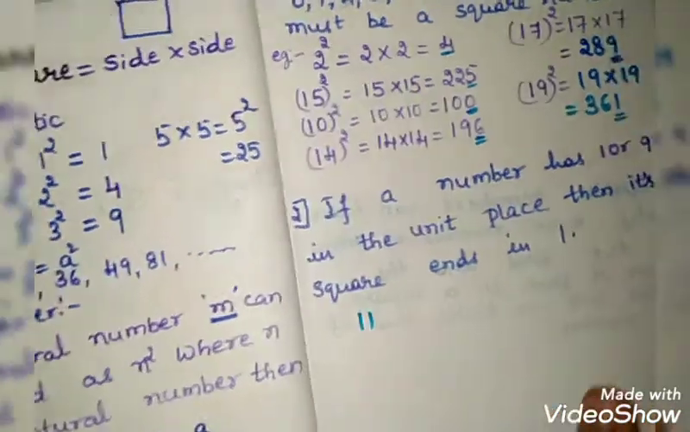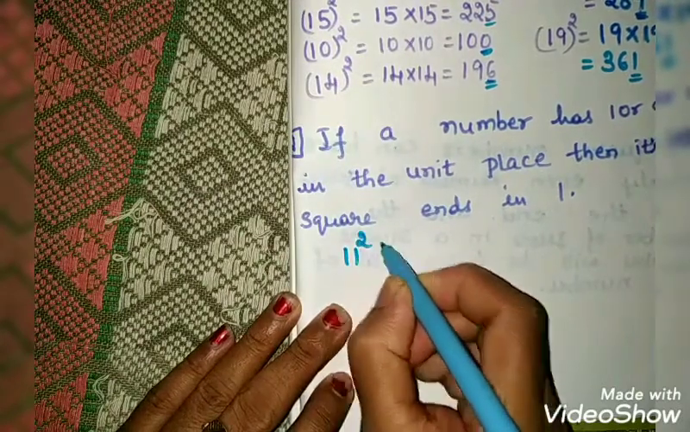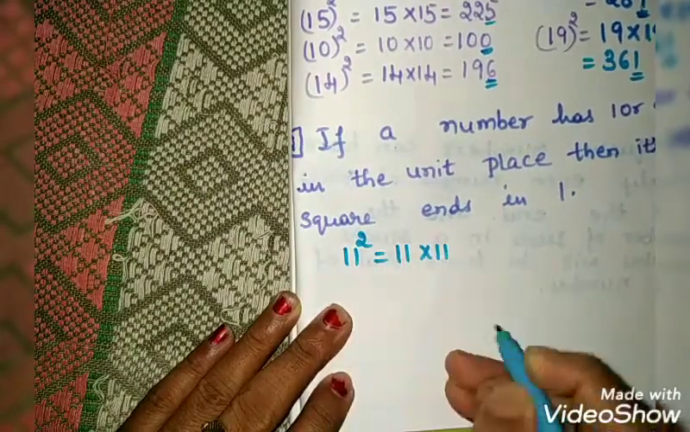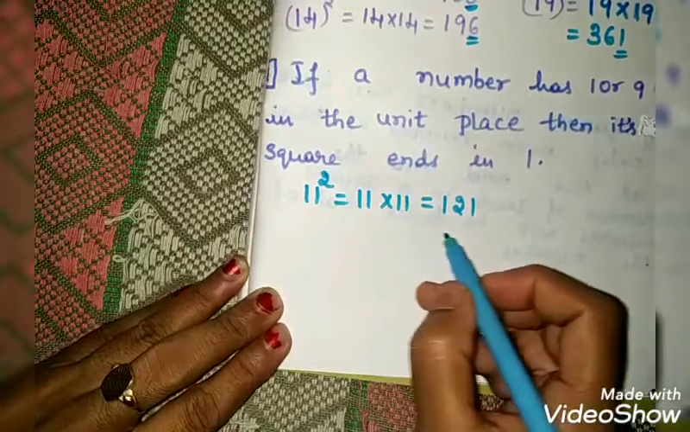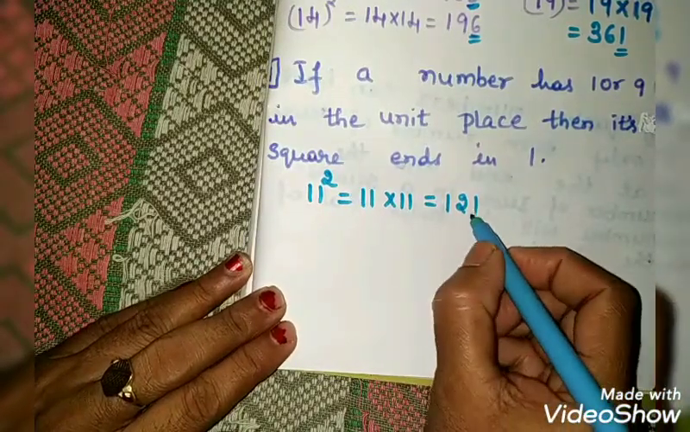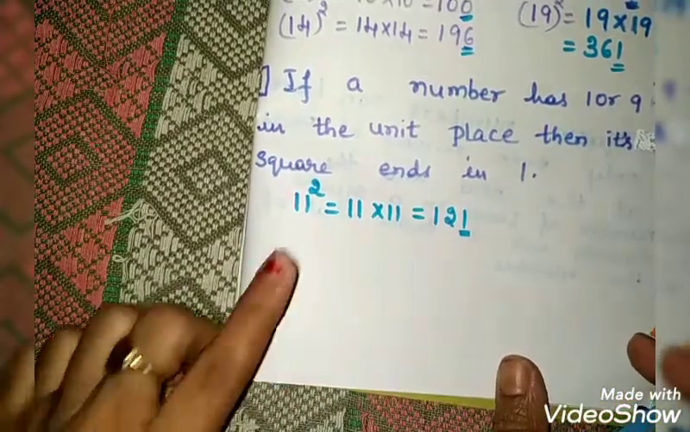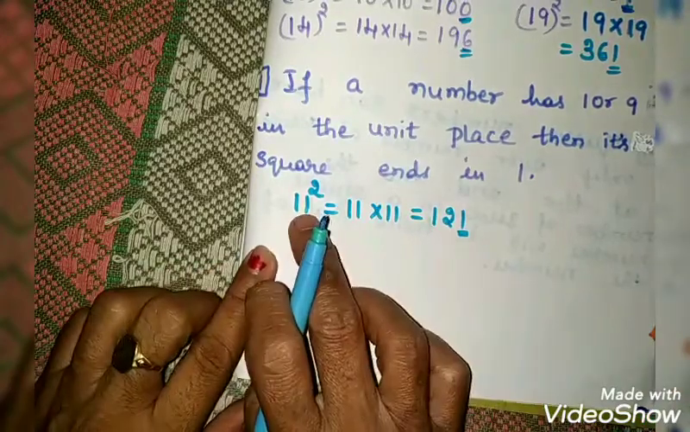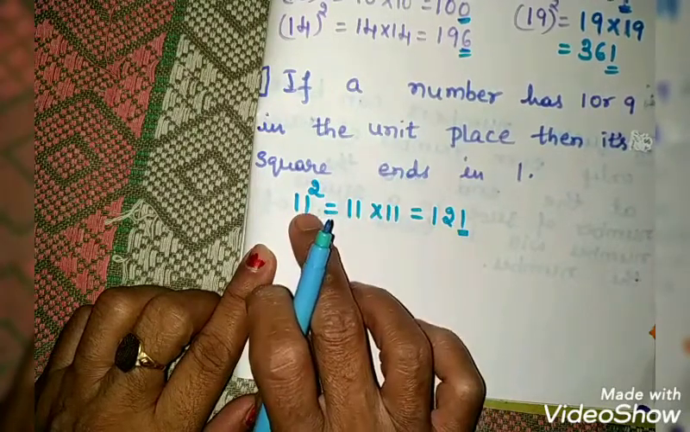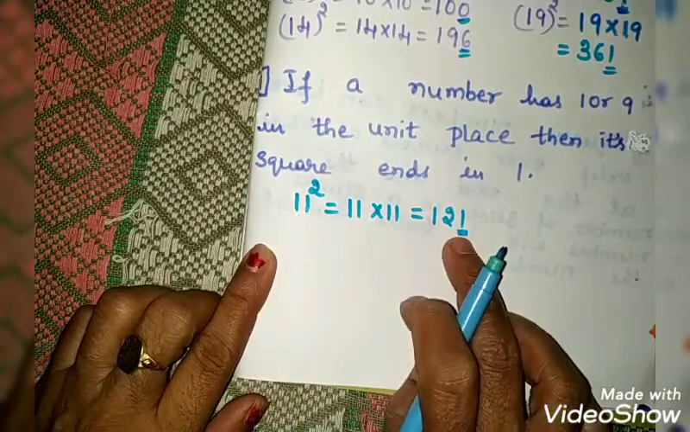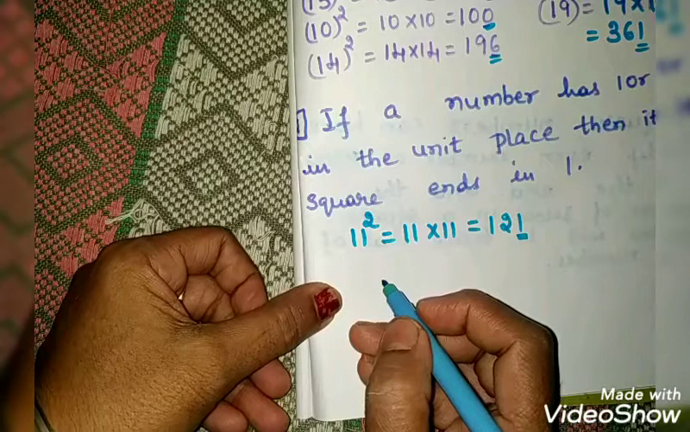Let me check it out now. What is the square of this number? 11 square. I will write like this. 11 into 11. 11 11s are 121, children. You observe here. 11 11s are 121. So it ends with 1. Correct, no? This statement holds good here. If a number has 1 or 9 in the unit place, in its unit place 1 is there. When we found out the square of this number 11, we get 121. That also ends with 1. Right? Let us move on to the next example, children.